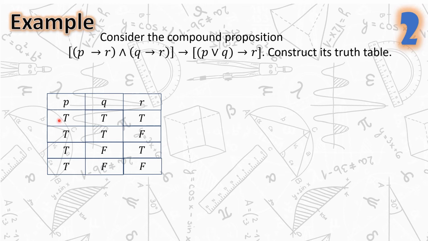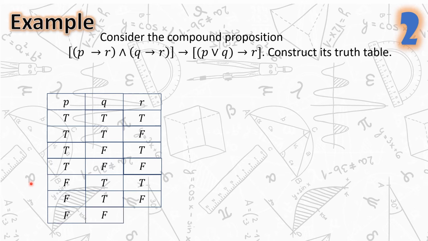Notice that in the arrangement, we have all truth values for P as true. Hence, in the next 4 rows, the truth values for P will be false. So next row, we'll have P is false, Q is true, and R is true. Next, P is false, Q is true, R is false. And then P is false, Q is false, R is true. And then in the last row, all P, Q, and R are false.